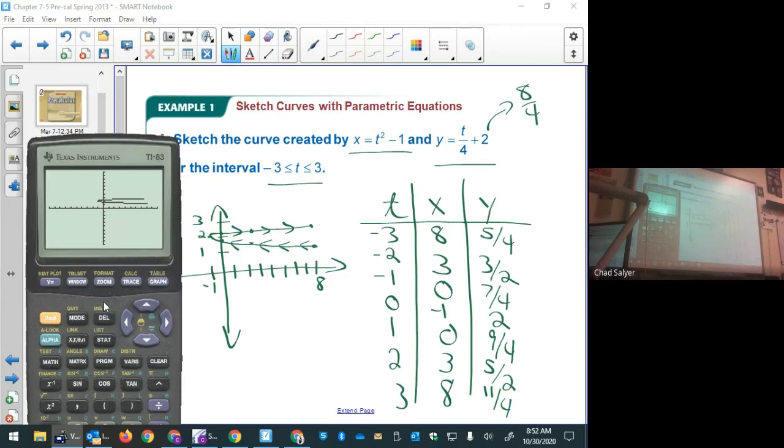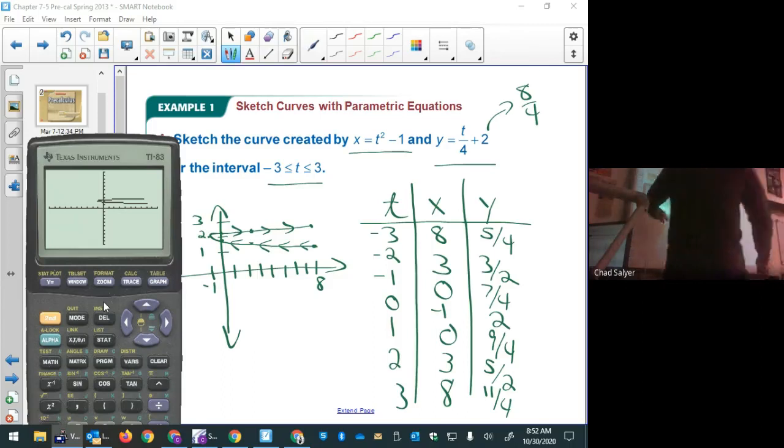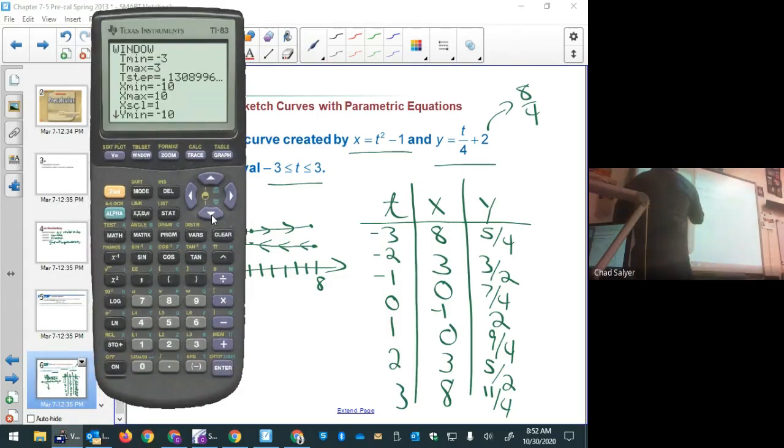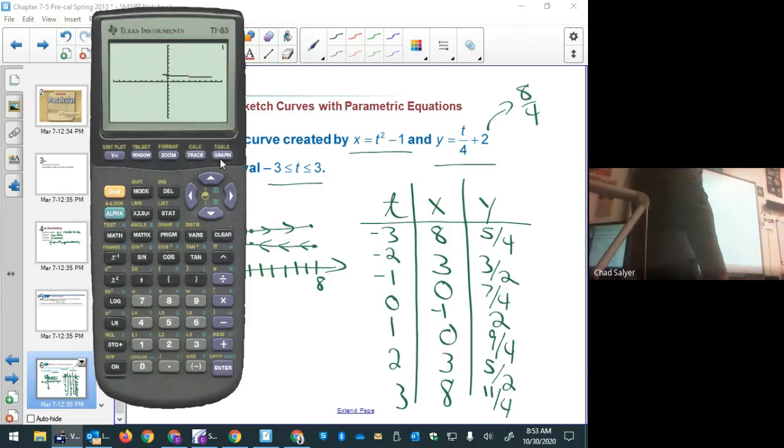Now, you can't see the orientation unless you have it graphed pretty slow. Let me show you how to do that. See this t-step? The smaller I make this, the slower it will trace out the graph. So if I make this, I don't know, it's 0.13 now. Let's make it 0.05. See how it's slower?